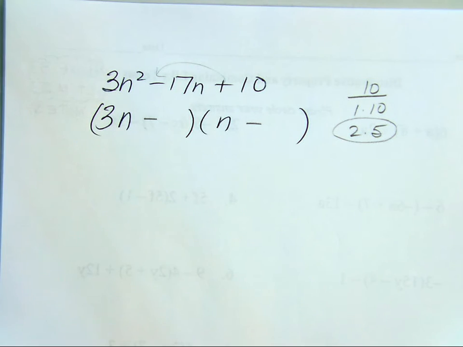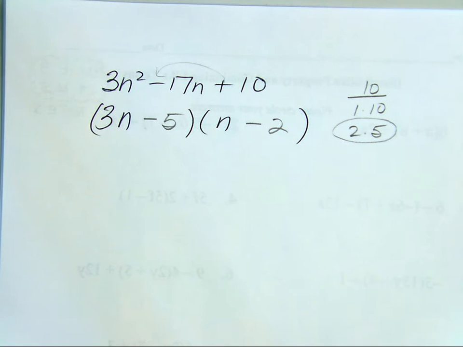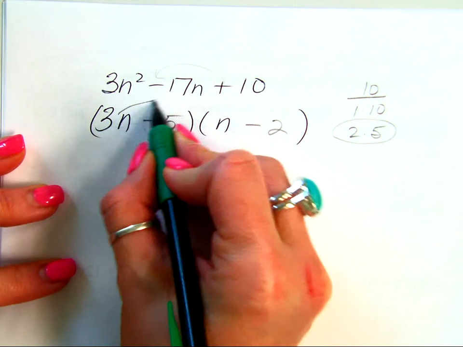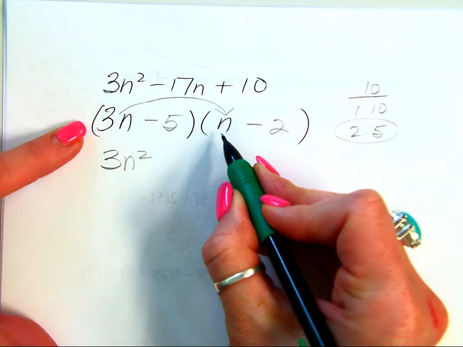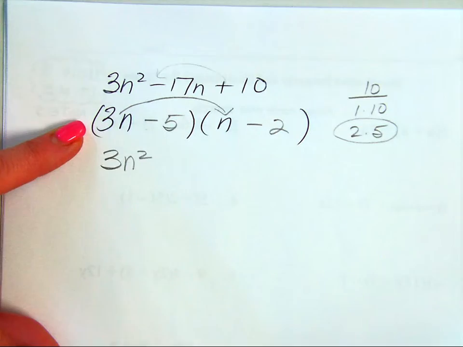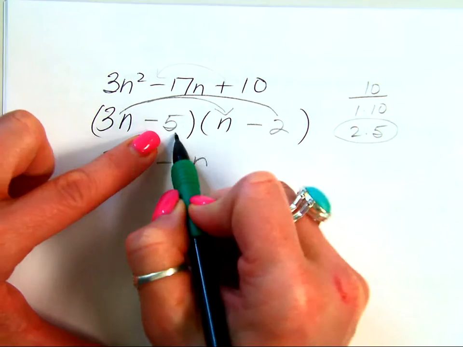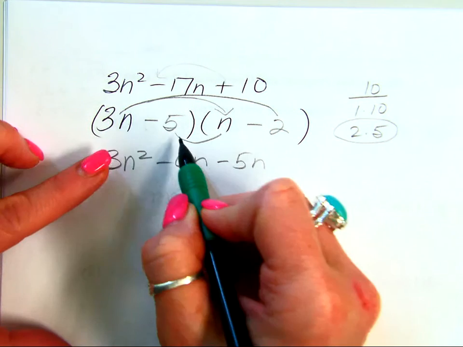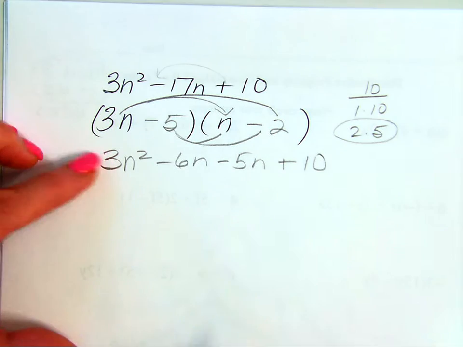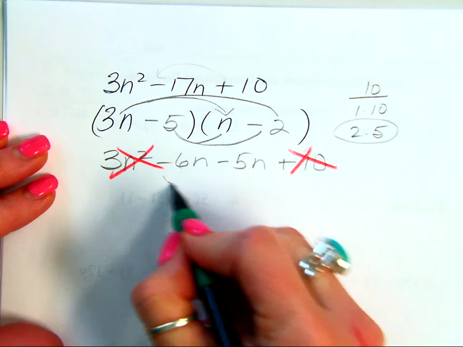Okay? So let's say I'm going to put the 5 here and the 2 there. Okay? Now I'm going to show you a shortcut because you're not going to have to box it out the whole time. So if I do this one, I know that's going to be 3n squared because that's why I put them there. What I'm most wanting to know about is what 3n times negative 2 is and what negative 5 times n is. Okay? And that's going to give me this. I know that's going to be a positive 10 because that's why I put it there. So I don't really care about that and that. All I really care about is these two.